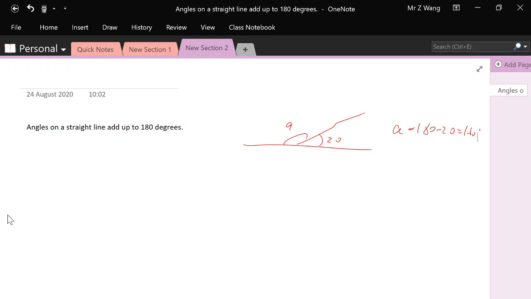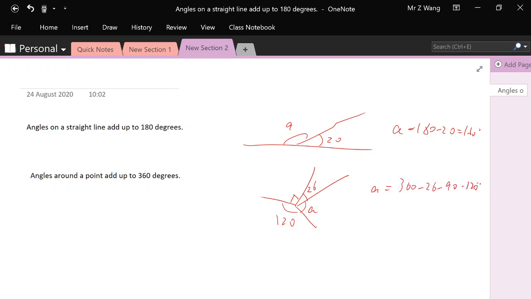And the next one we learned was angles around a point add up to 360 degrees. Okay, do you remember an example? Right, so this is this, and let's say this. Right, so this is 120. This is 90. 90 with the special thing, right? 90. This is 26. And what is this? A equals 360 minus 26 minus 90 minus 120, right?